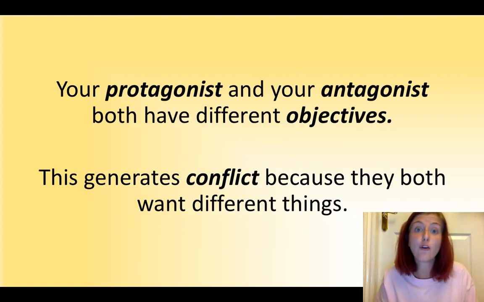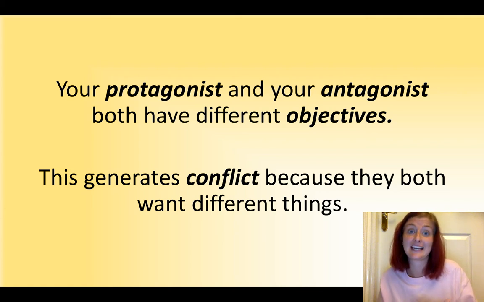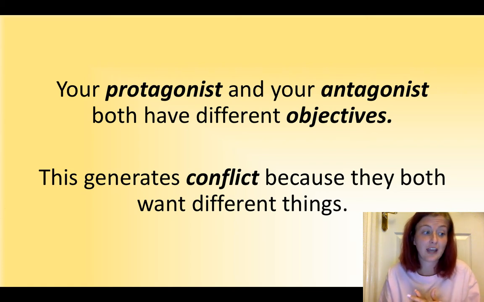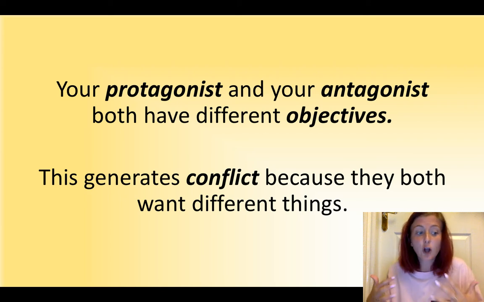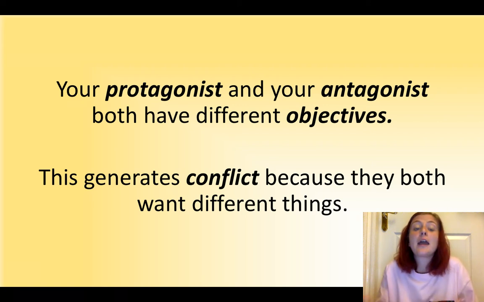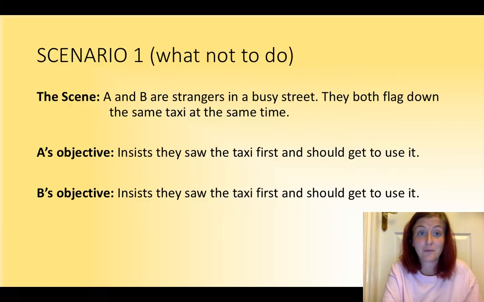Now, you should have already learned about protagonist and antagonist in a previous video, okay? Your protagonist and your antagonist need objectives, and it is your job as the writer to generate conflict between them by making sure that they can't both get what they want. This ensures drama and makes your play more watchable for the audience.